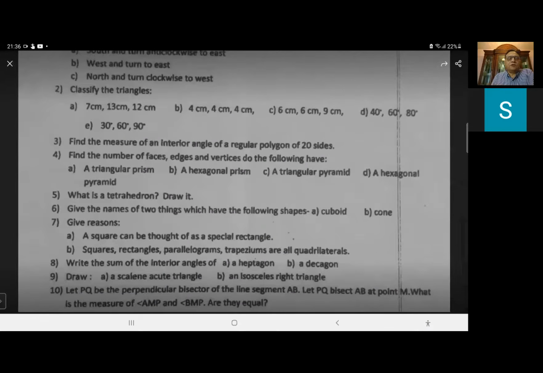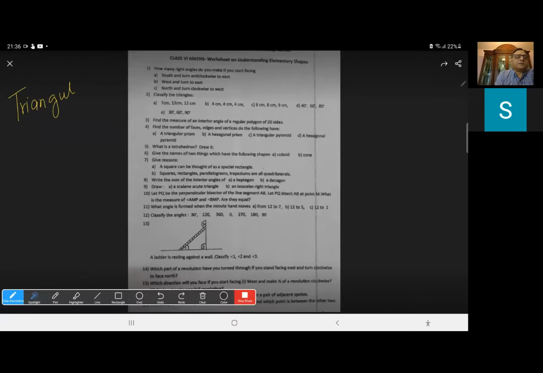Find the number of faces, edges, and vertices of the following. First is triangular prism. Let me annotate and then we'll research. So you want to understand triangular prism. We're looking into faces, edges, and vertices. To solve such questions, you should have a clear view of how a triangular prism looks like. So let me sketch one and then we'll work it out.